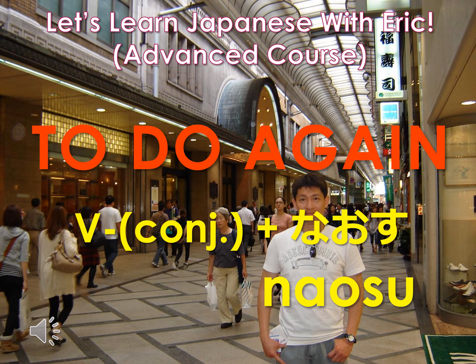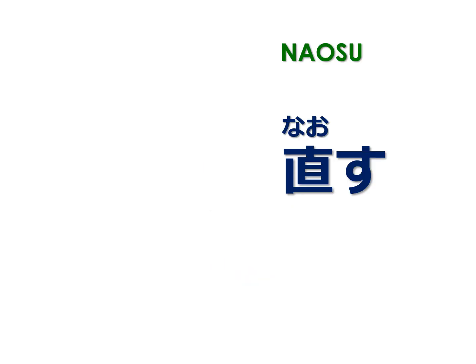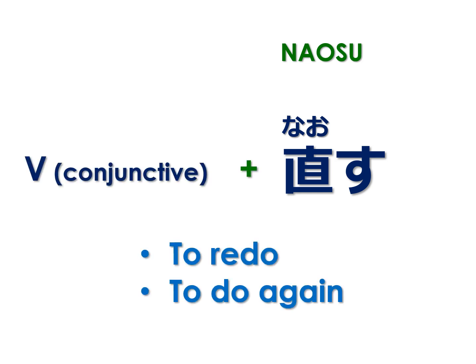In this lesson, we'll learn how to express to redo or do again in Japanese. よろしいですか? 始めましょう。The verb naosu by itself means to fix or to repair. But when naosu is used as an auxiliary verb, by getting attached to the conjunctive form of a verb, it means to redo or to do again, with a nuance in order to fix an earlier mistake.